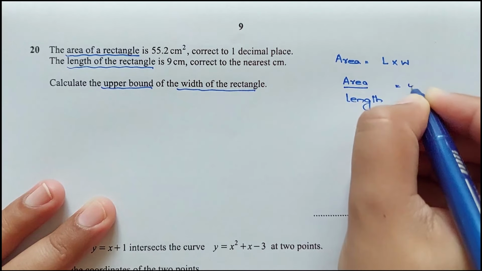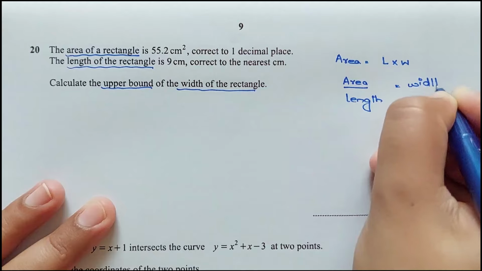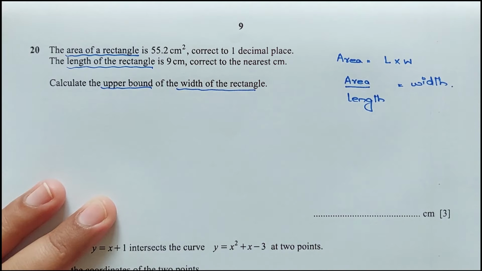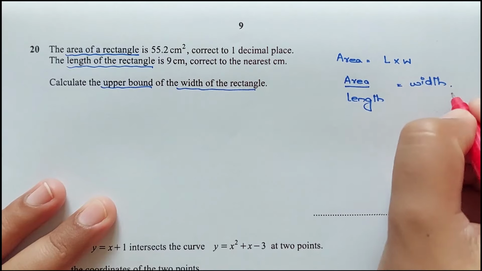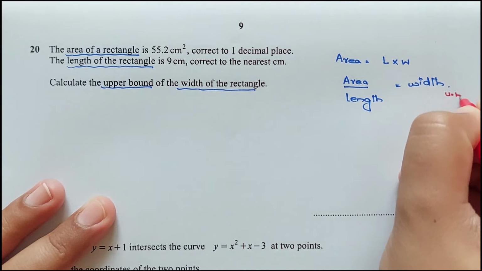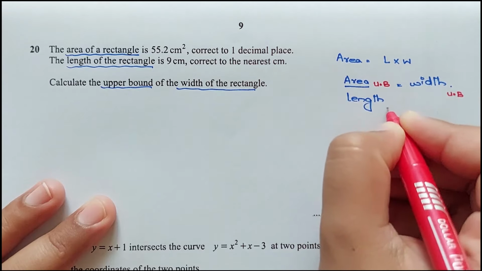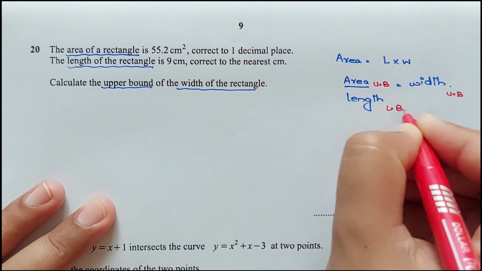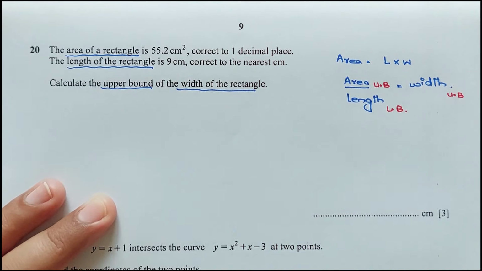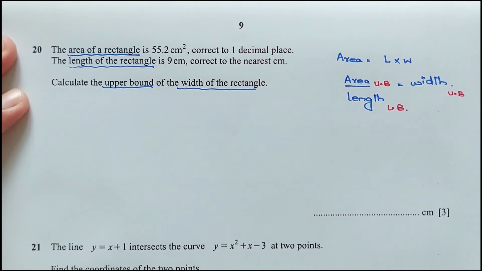This is going to be the width. So the width is in the quotient, area over width, the length. So we have to find the upper bound. The upper bound of the width means the upper bound of the numerator, but the lower bound of the denominator we need, right? The upper bound of area and the lower bound of length we need, right?